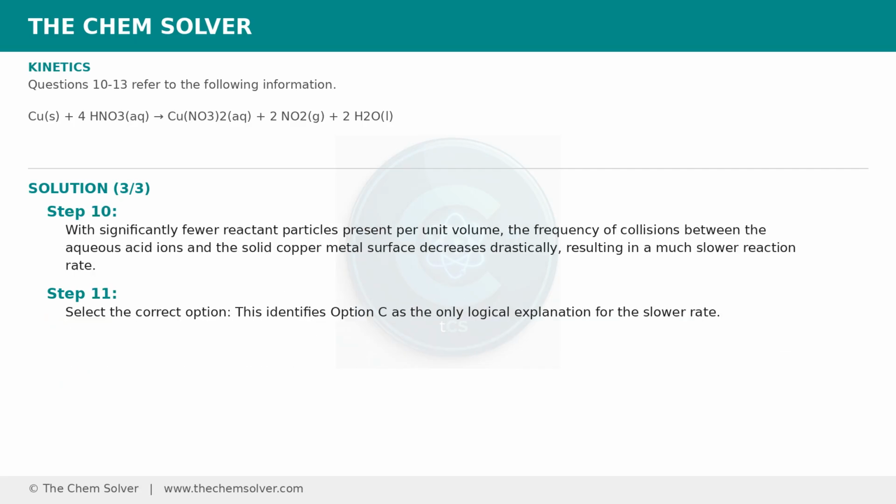With significantly fewer reactant particles present per unit volume, the frequency of collisions between the aqueous acid ions and the solid copper metal surface decreases drastically, resulting in a much slower reaction rate. Select the correct option. This identifies option C as the only logical explanation for the slower rate.